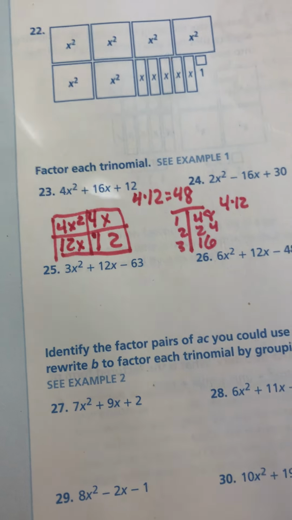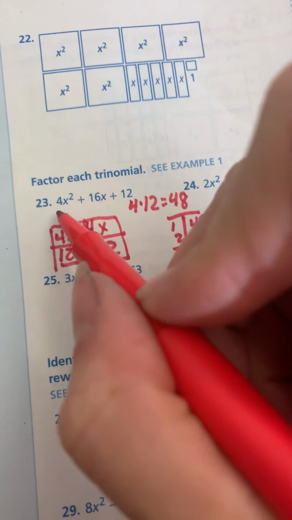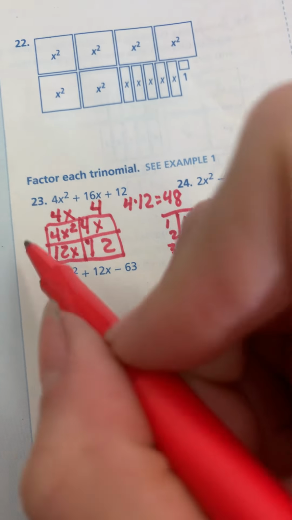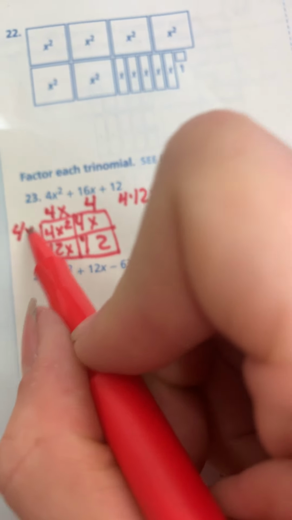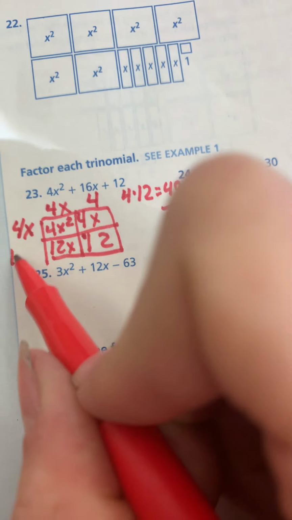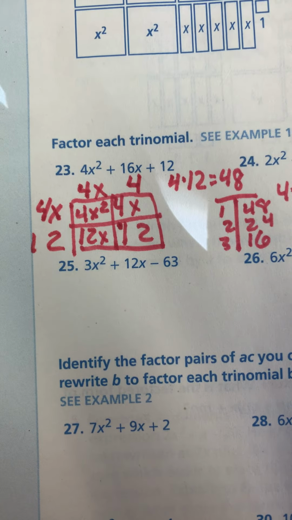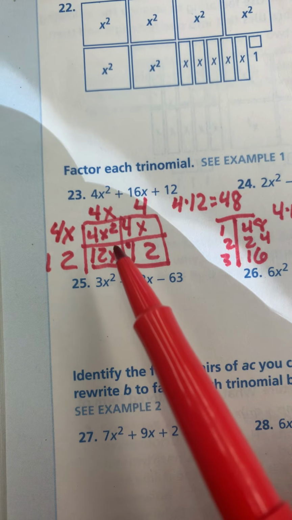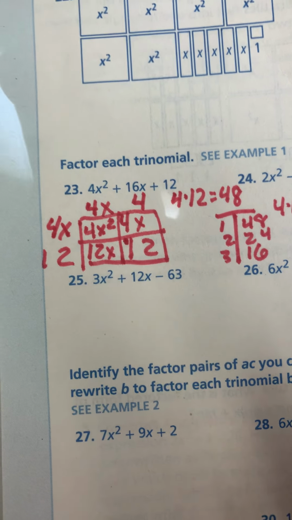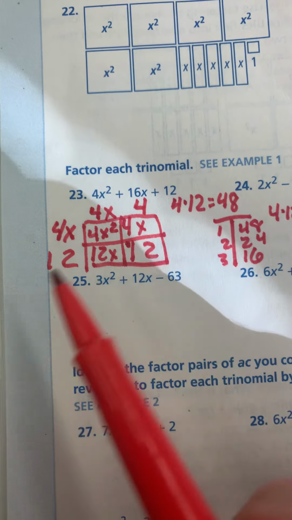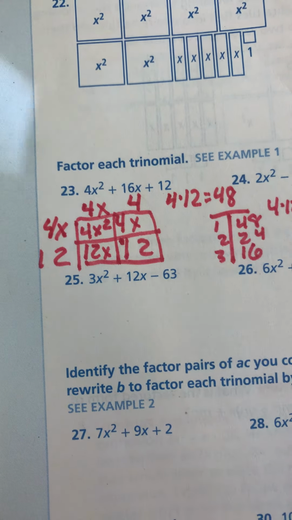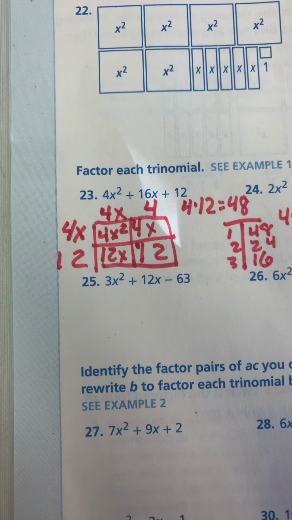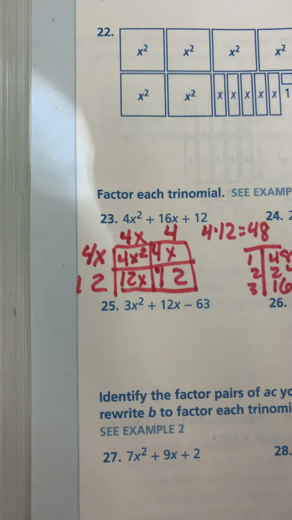And see, it looks like it's going to work. This gives me 4x. This gives me 4. This gives me 4x. And this gives me 12. So it looks like it factors, but then look, 4x times 4x is not 4x squared, it's 16x squared. 4x times 4 isn't 4x, it's 16x. So you have to divide the 4 out first, and then you'll get the correct factors.